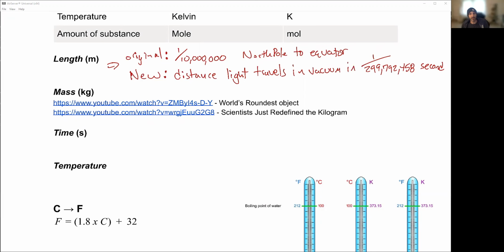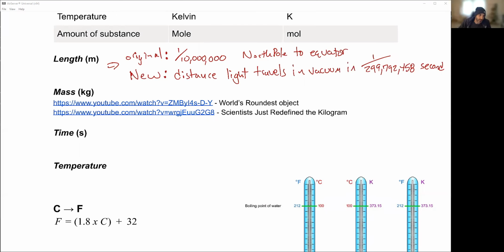Mass, on the other hand, is very different. Until 2019, mass was measured by a platinum iridium alloy cylinder that was isolated in France. Then they made 40 extra ones and sent them around the world to say, okay, this is exactly a kilogram. So watch those 2 videos. It's really interesting, especially the first one. You can see that they now measure it based on something slightly different. A cylinder of silicon is the new measurement for the mass of 1 kilogram.